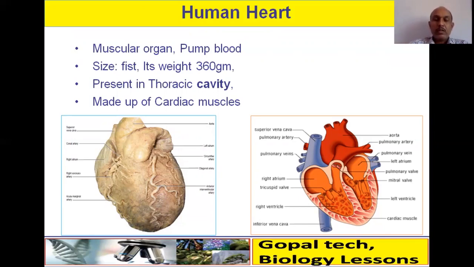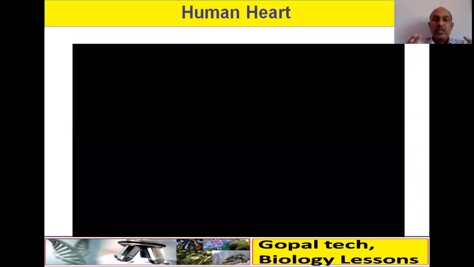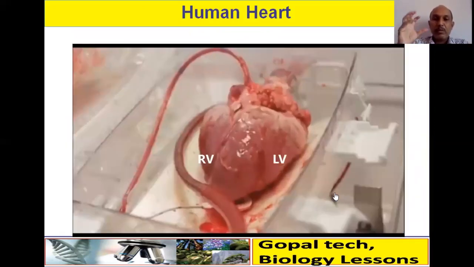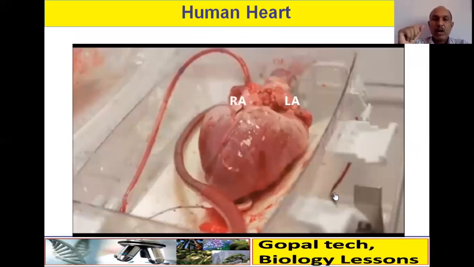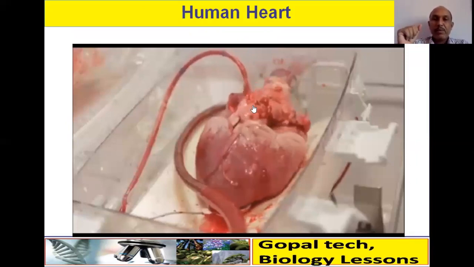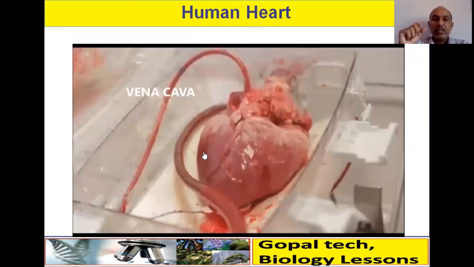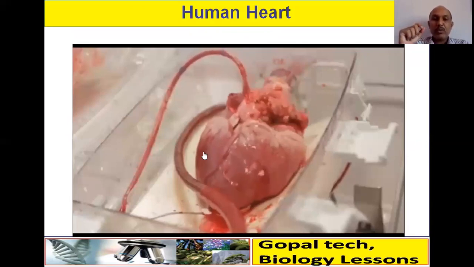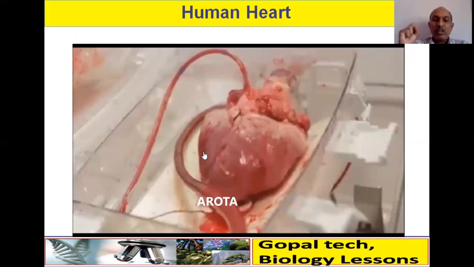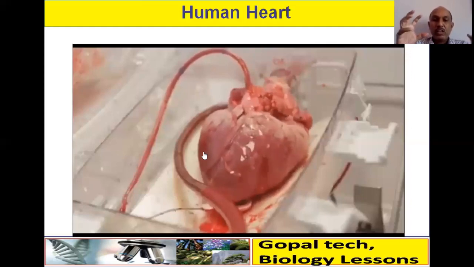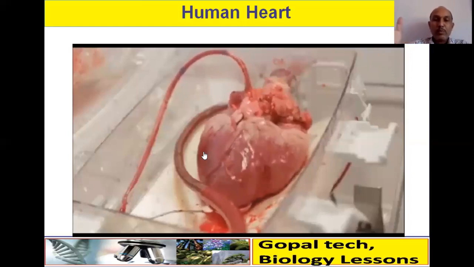Okay. Now you can see here a real human heart, how it is pumping. Lub dub, lub dub. So RANA, right atrium, left atrium. Now here you will see the vena cava, which will bring the blood from other parts of the body. The aorta carries the blood to different parts of the body. See that lub dub sound is there. So this is a real heart of a human being which has been removed.